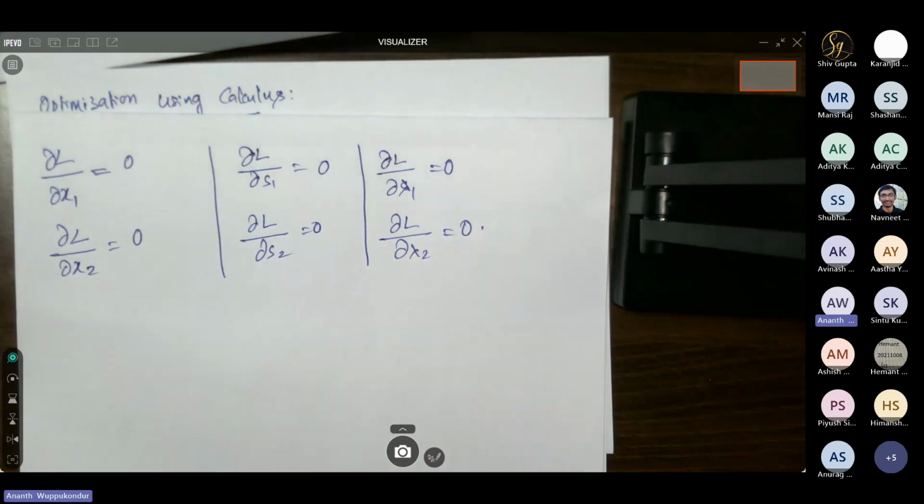The solution for this, we are going to discuss in the next class: how do we find the optimum solution when you have two or more constraints on a given function? But I would like to know if you are able to follow what I'm teaching today. Are there any questions so far on this?